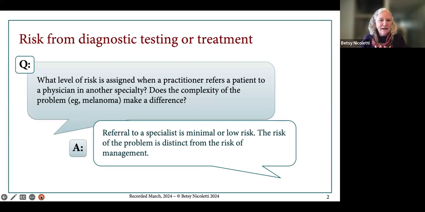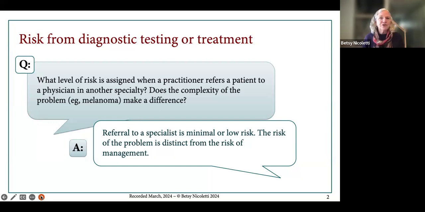And I'm going to back up my answer with citations from the CPT book. This is a question that we got at a webinar, a Coding Intel webinar. And it's also a question that's in my course, which I'll talk about at the end. So what level of risk is assigned when a practitioner refers a patient to a physician in another specialty? Does the complexity of the problem make a difference?